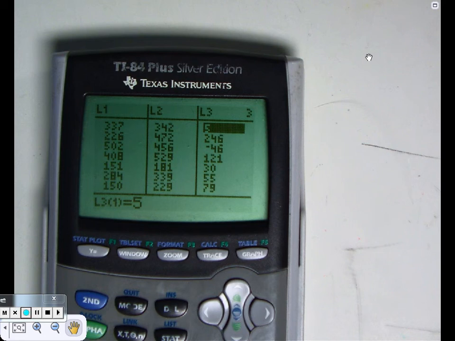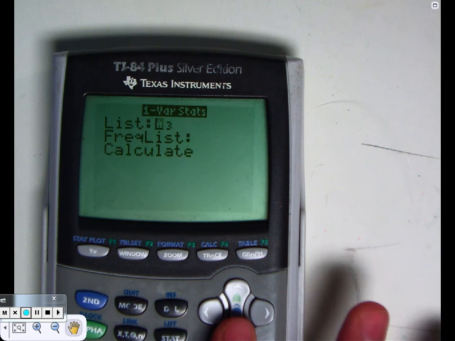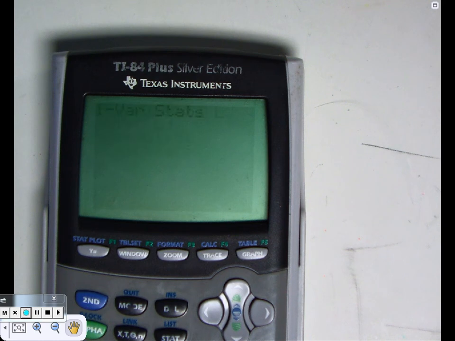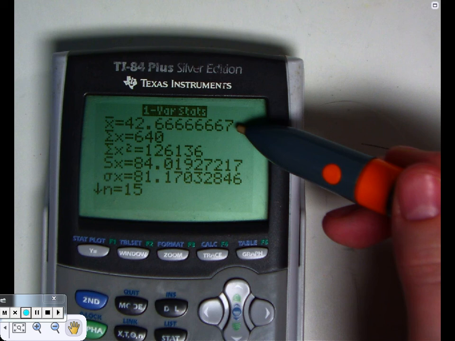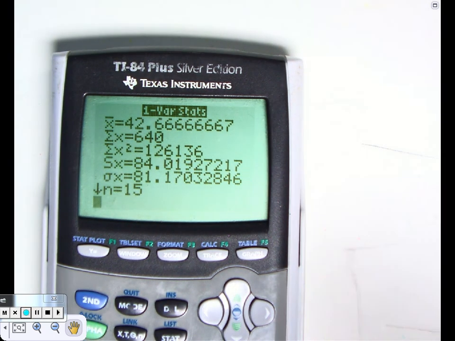So now I can calculate all my stuff using everything in list 3. If I want to calculate a mean, I'm going to go to stat, calculate one variable stats on list 3, and I get a mean and a standard deviation, and I can use those values to help me calculate my information.